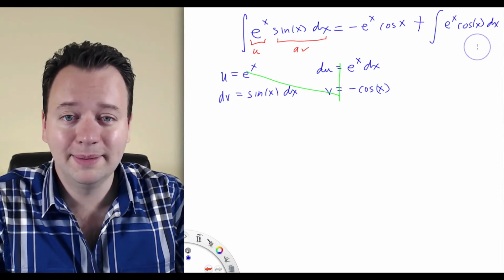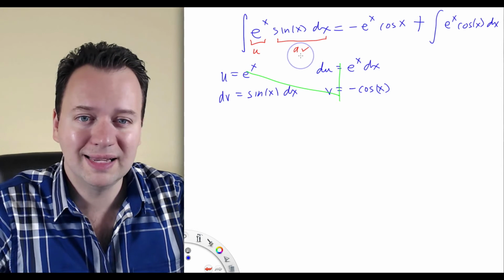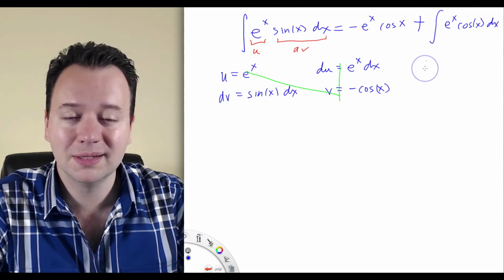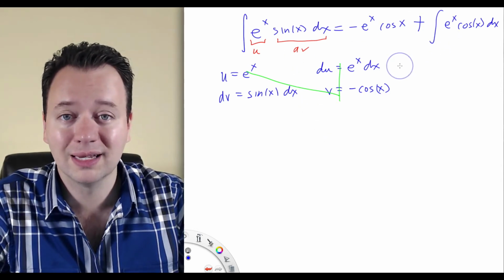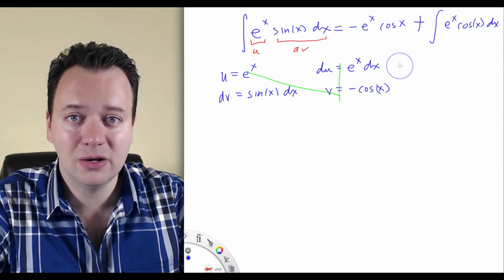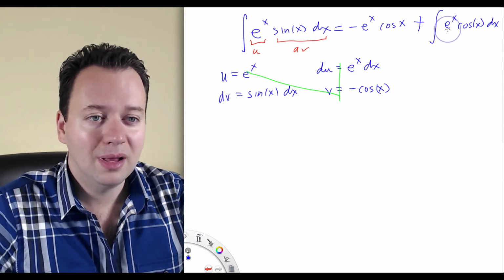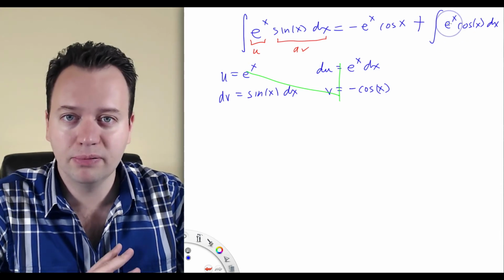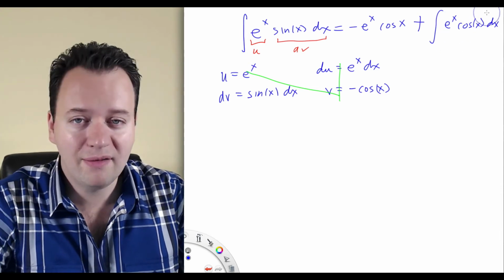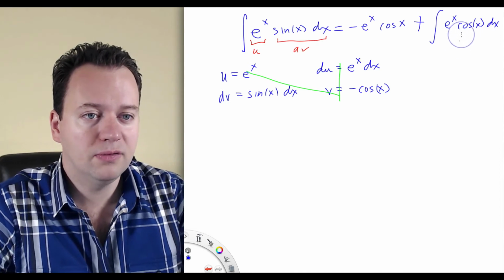Well, that doesn't seem to help. We started with the integral of e to the x sine of x, and we ended up with something plus the integral of e to the x cosine of x. It doesn't seem to be getting any easier. But somewhere someone once thought, well, let's try it again. Let's just keep going, we don't have anything better to do, give your thoughts a try.